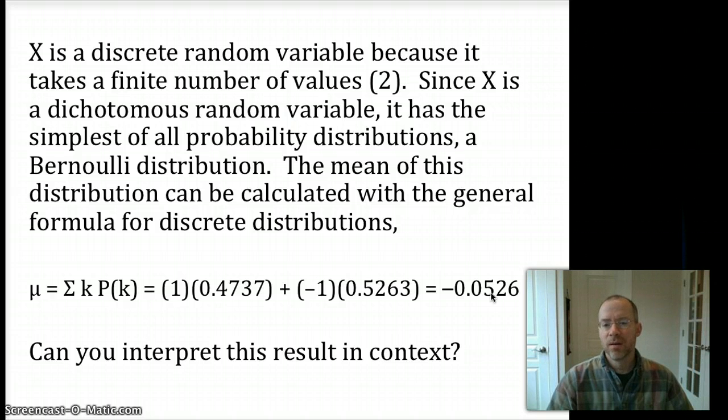So in 100 trials of doing this bet, you might lose about $5.26, somewhere in that neighborhood. So it's kind of a long range, or expected value, or a long range weighted average of what the outcome will be.